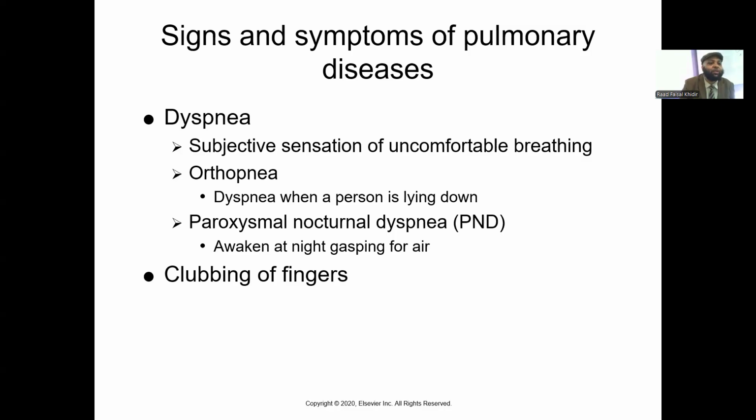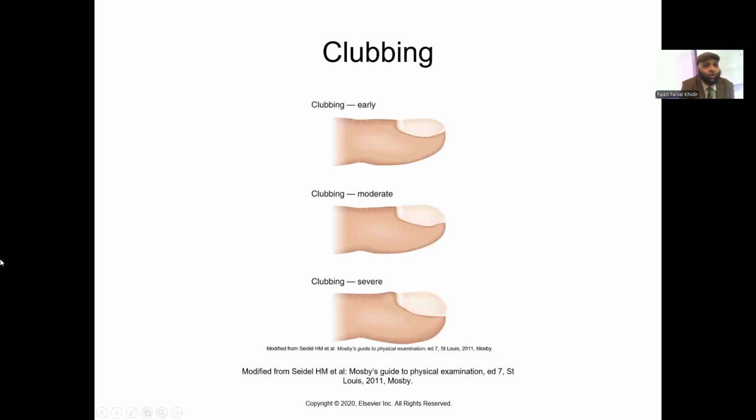Okay, paroxysmal nocturnal dyspnea. You saw a keyword in there, nocturnal. That is when you wake up in the middle of the night, gasping for air. Clubbing of the fingers is when the fingers bulge and you lose the angle between the nail beds. So if you see here, that's early clubbing, and you see the angle is being lost, that's moderate clubbing, and that's severe clubbing. That's a sign of emphysema.